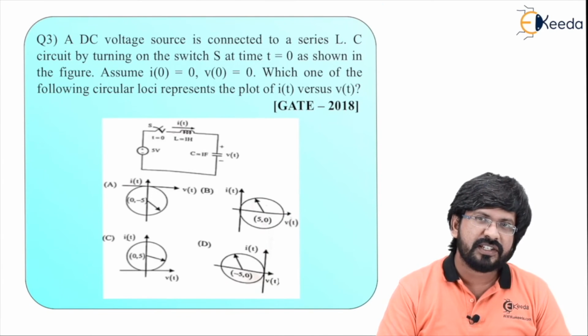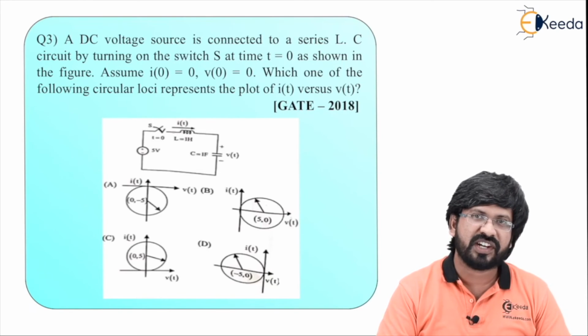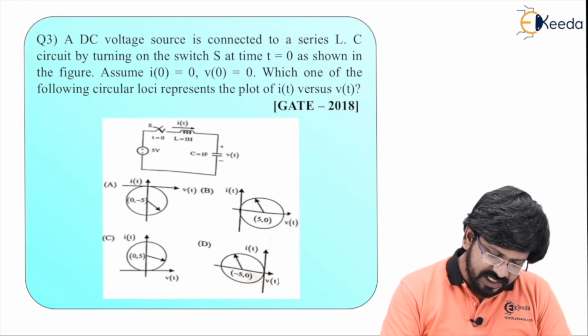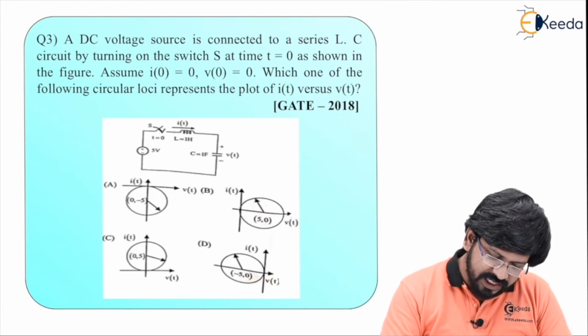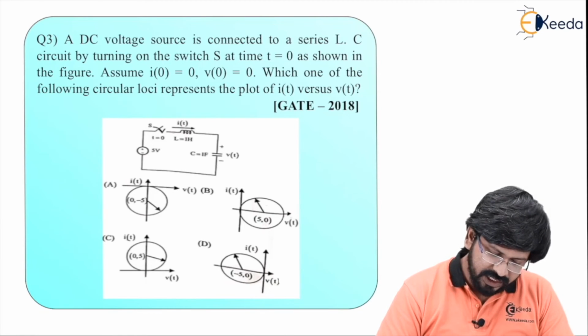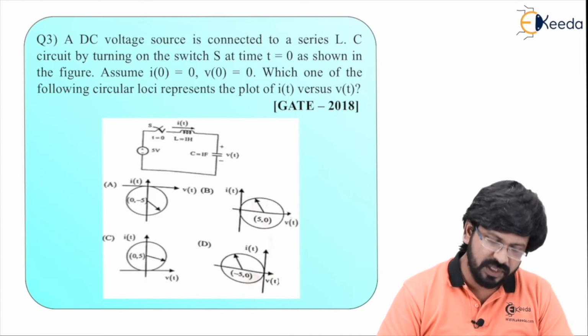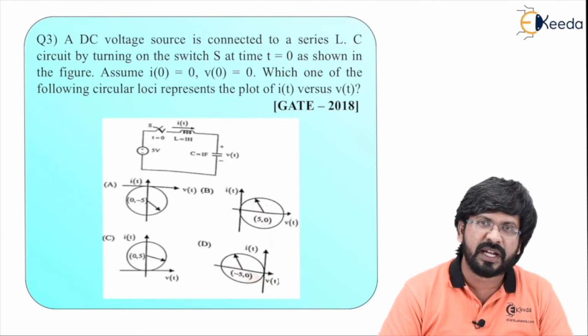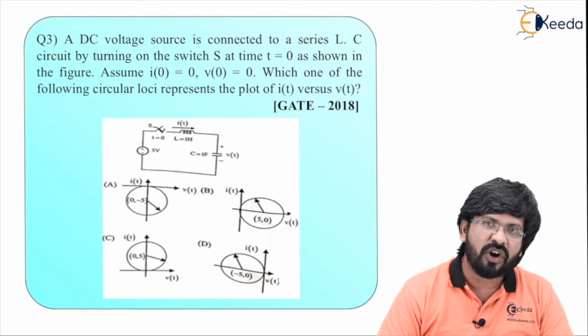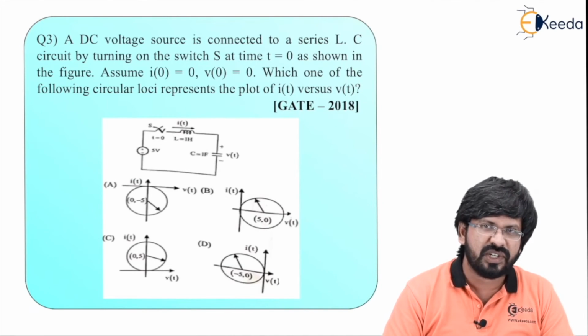Even question number 3 is, again, as you can see, a locus diagram. A DC voltage source is connected to a series LC circuit by turning on the switch S at t equal to 0. As you can see, it is an LC series circuit and the switch is closing at t equal to 0. The moment t equal to 0 happens, the switch is closed and only then is supply voltage given to L and C. Means L and C were not initially charged. So initial conditions are straight away equal to 0.